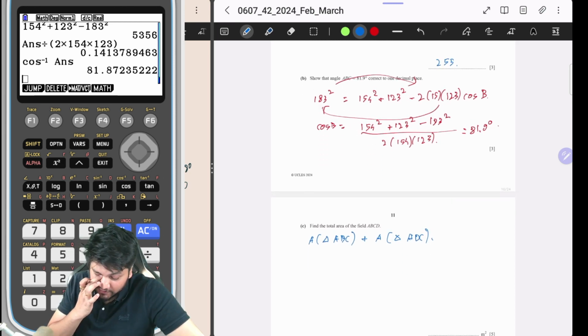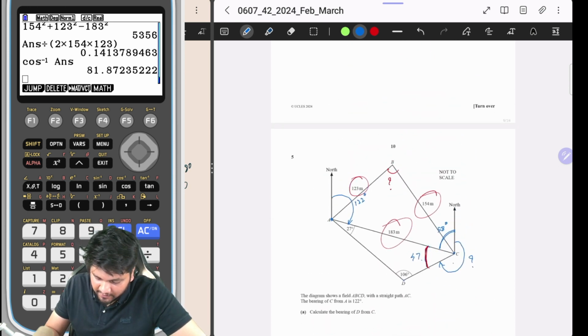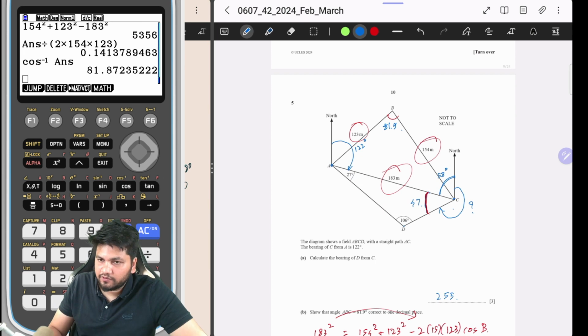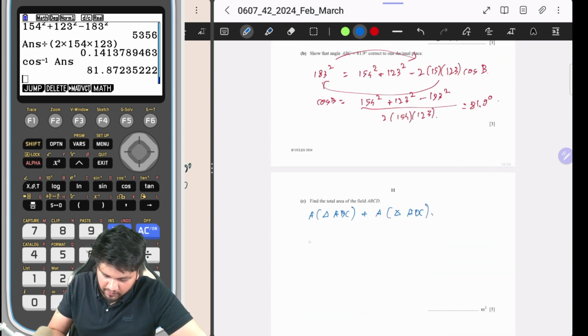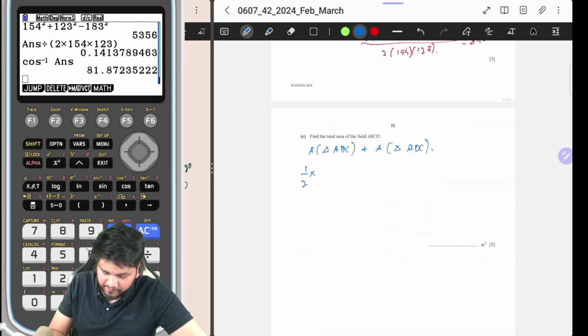Now see, for area of triangle ABC, here we know this angle which was 81.9, right? So we already know 81.9. All you have to do is use half of AB sine C. So it's going to be half of 123 into 154 into sine of 81.9, plus area of triangle ADC.